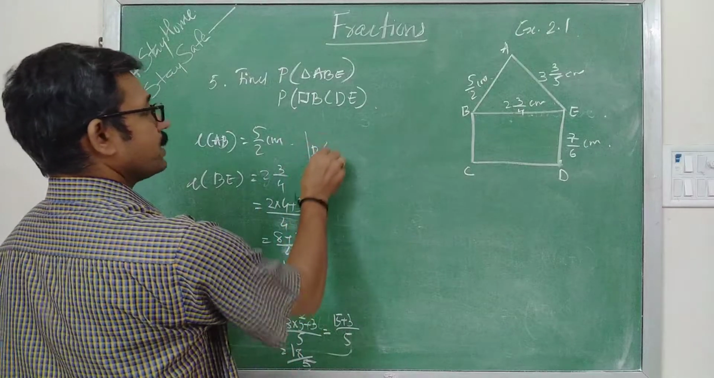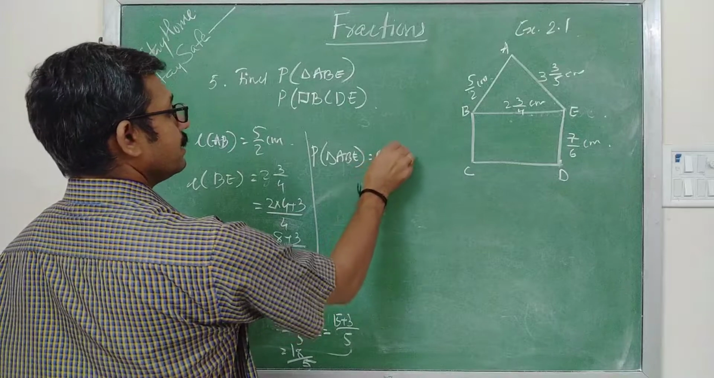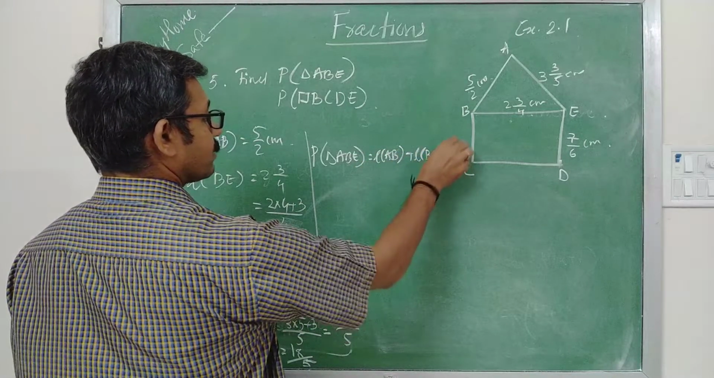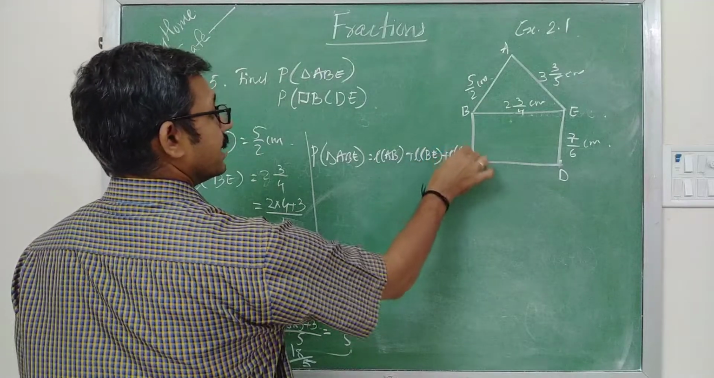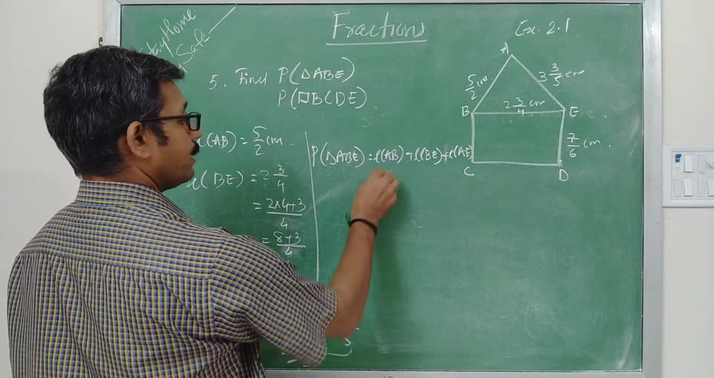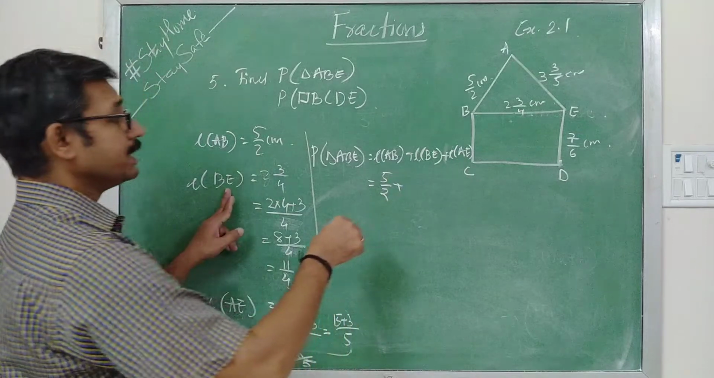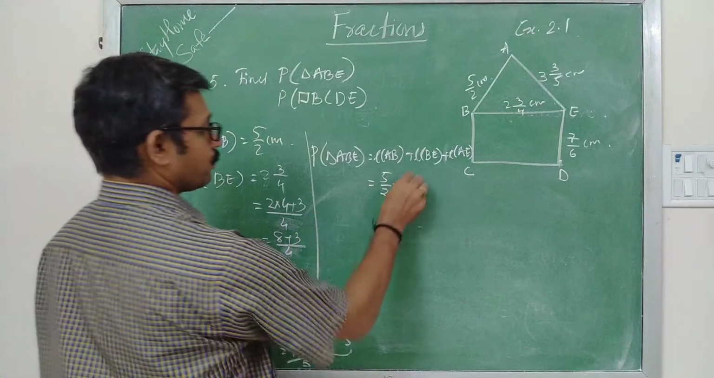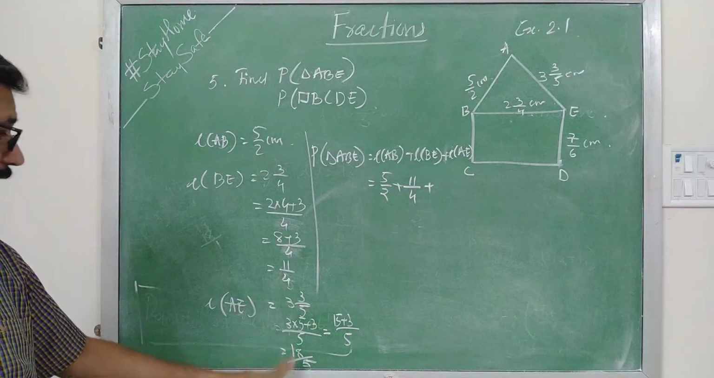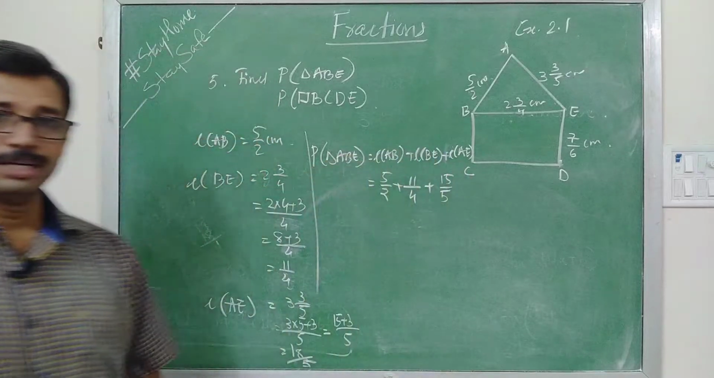Now the perimeter of the triangle ABE is the length of AB plus the length of BE plus the length of AE. That is 5 upon 2 plus 11 upon 4 plus 18 upon 5. We use the improper fractions only.